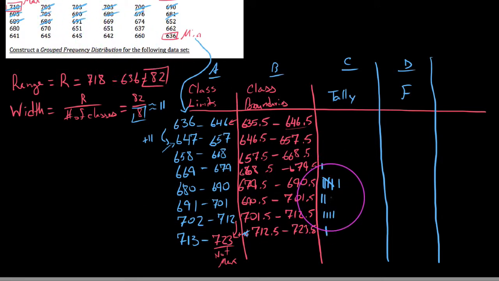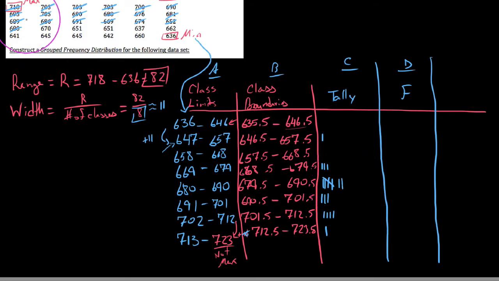691 fits in this next class there. 669 would fit right here. 674 is right here. 652 is my next one, which would fit here. Ooh, kind of a lower one. 652. 680 up next on the docket.